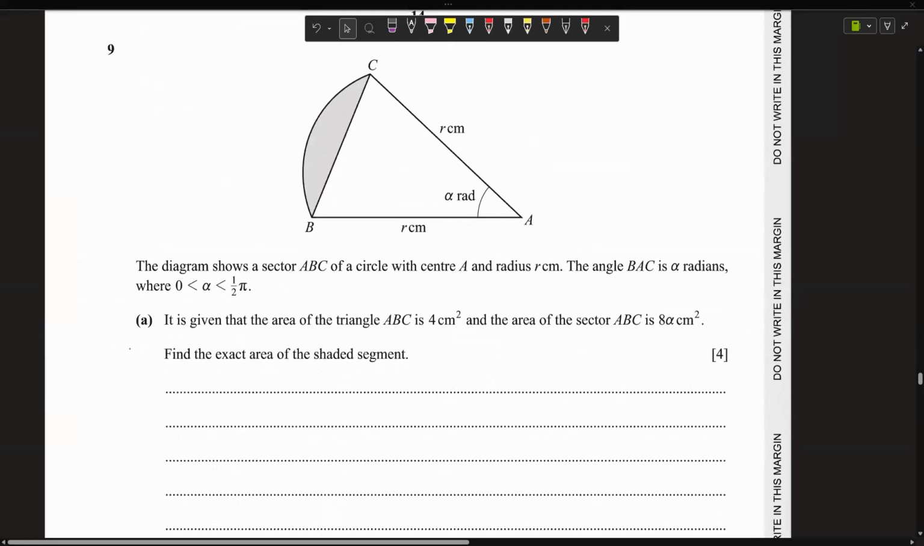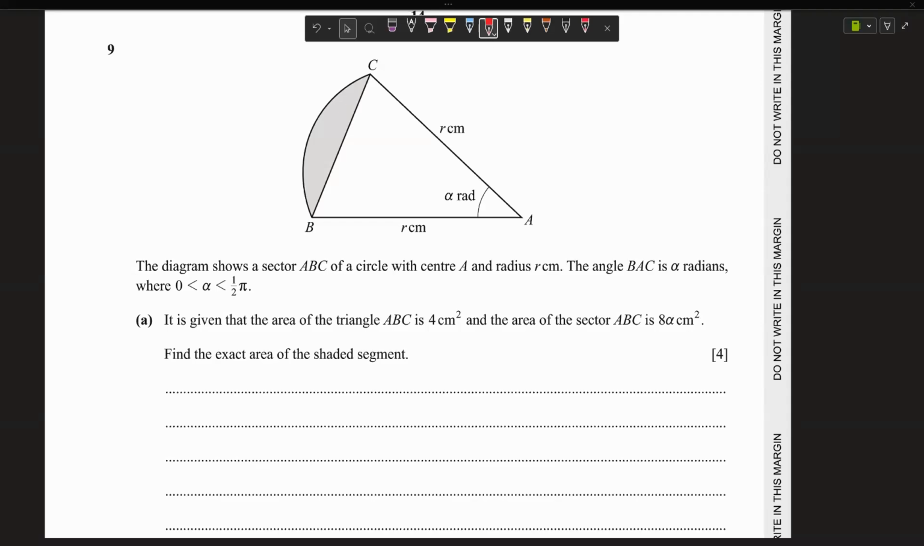All right, let's go to question number 9. Circular measure it is. It says: the diagram shows a sector ABC of a circle with center A and radius r centimeters. The angle BAC is alpha radians, where alpha ranges between 0 and half pi. In part A, it is given that the area of the triangle ABC is 4 square centimeters and the area of the sector ABC is 8 alpha square centimeters. Find the exact area of the shaded segment.